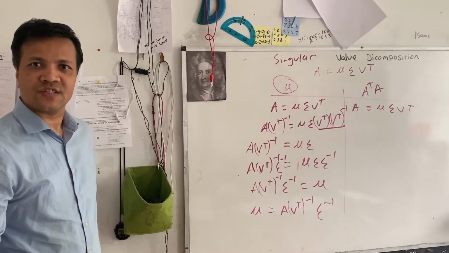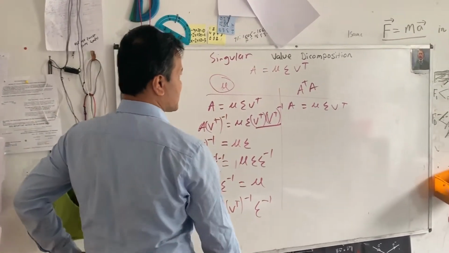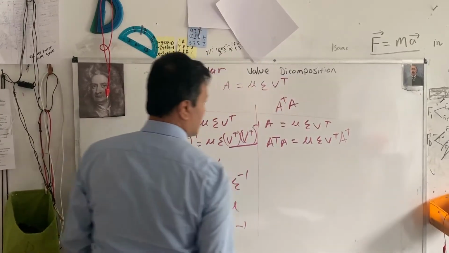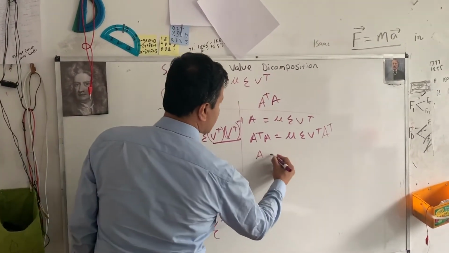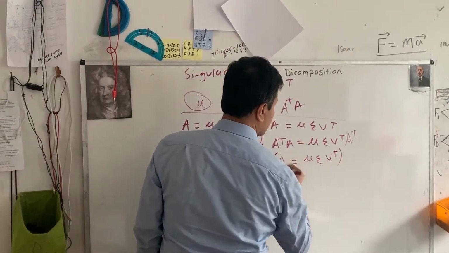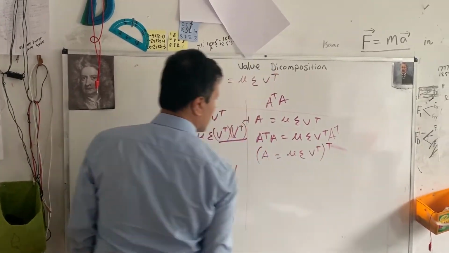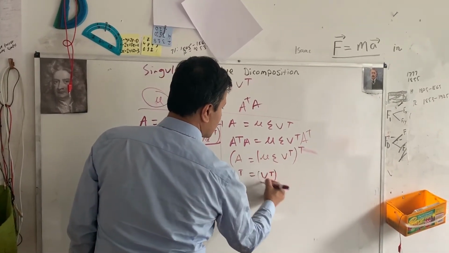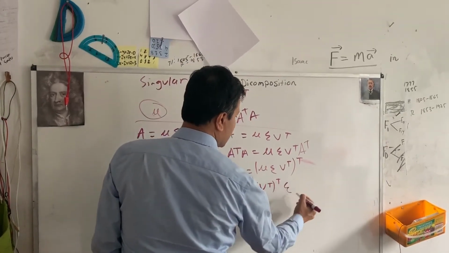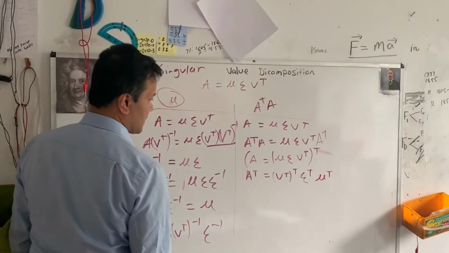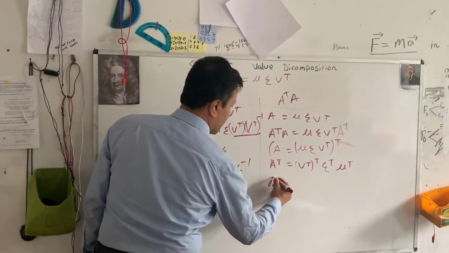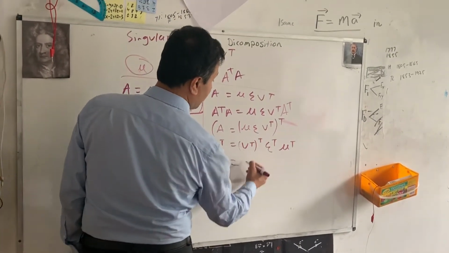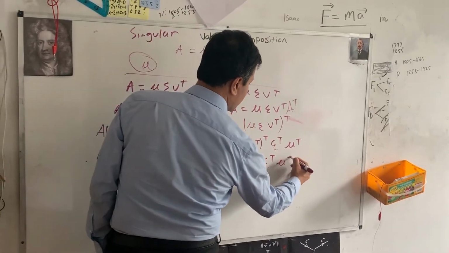Now let's find A transpose A. How can I get A transpose A? Let's multiply both sides by A transpose. A is equal to mu sigma V transpose, so A transpose is equal to V sigma transpose mu transpose. So now A transpose gives you V sigma transpose mu transpose.